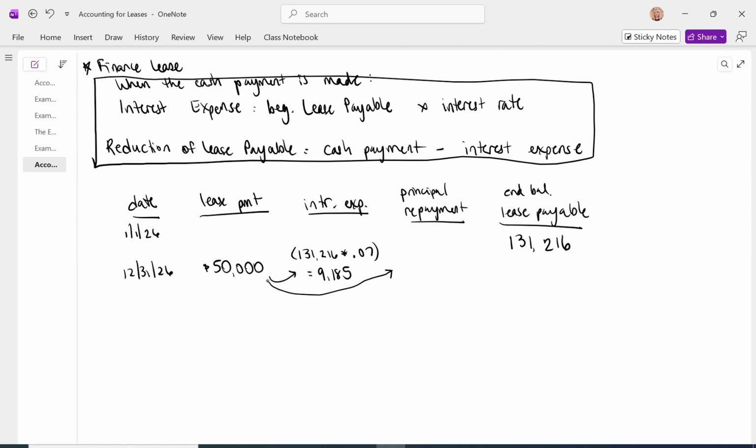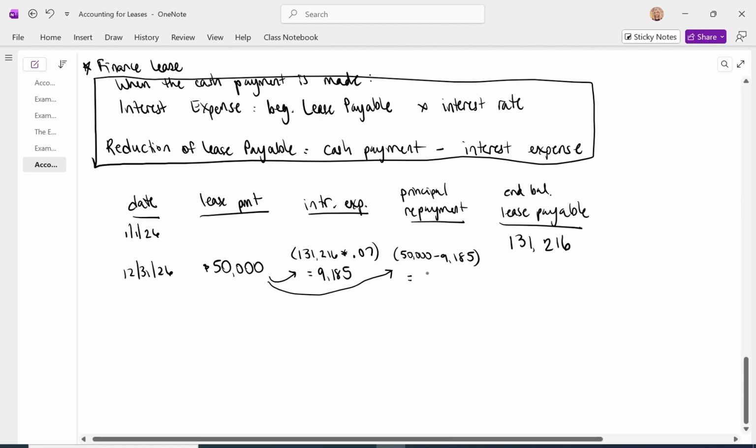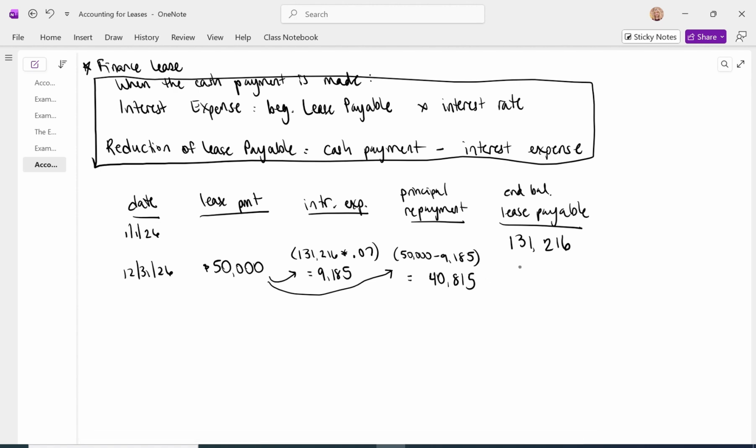Okay, so of our $50,000 lease payment, $9,185 is interest expense, and the rest is the portion that we are paying off of our lease liability. This is exactly the same way my mortgage works, or car loans, car financing would work. This works out to be $40,815. Okay, so what's the ending balance in our lease payable? It was 1/31/2016, and then we reduced it by $40,815. And so our ending balance in the lease payable, the end of the first year, is $90,401.